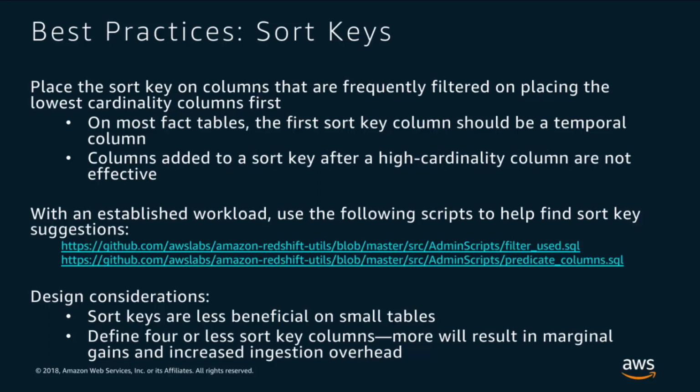I'm also going to call out that we have some links here on GitHub that you can use. These are some scripts that we've written and put up on GitHub that can also help you determine which columns you typically filter on to determine the sort key. So if you're still unsure, maybe you don't have a good temporal column to make the primary column of your sort key, you can run those scripts, and that might give you some guidance.